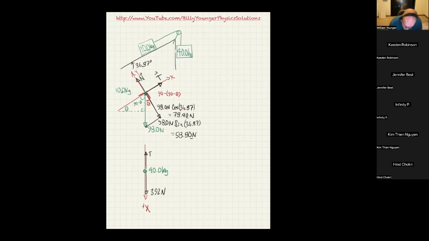So if I take the summation of the forces in the x direction equals mass times acceleration in the x direction, and again, I'm going to make the same argument that there's only one acceleration to deal with, then in this case, I just get T minus 58.80 newtons is equal to 10.0 kilograms times A. And that's going to be equation 1.